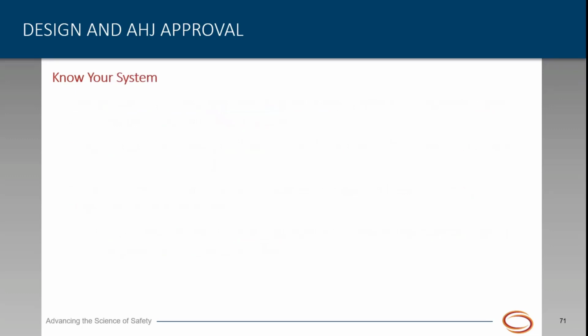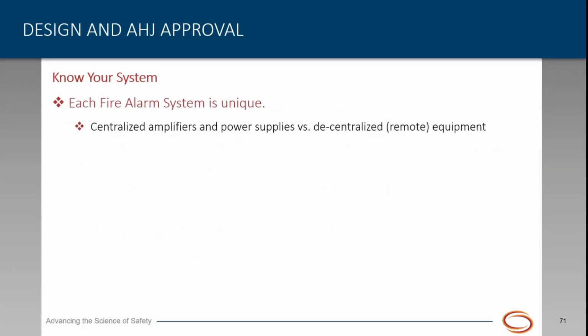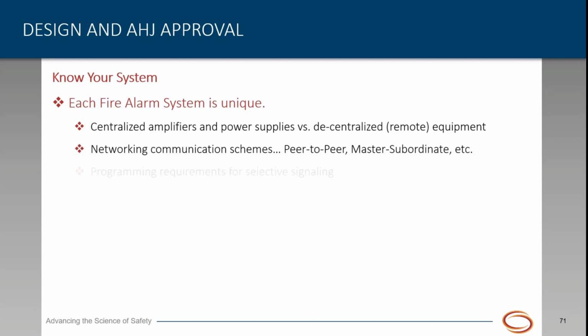Second, know your system. Each fire alarm system is unique, and you all know that. Various systems have different approaches to system infrastructure. Some use centralized amplifiers and power supplies. Others use more decentralized equipment. There are different networking communication schemes: peer-to-peer, master-subordinate. You have to know what you're using and how you're triggering.